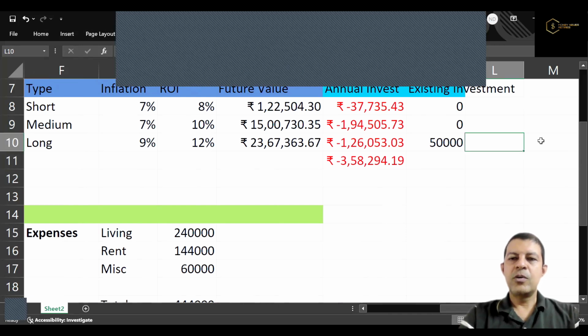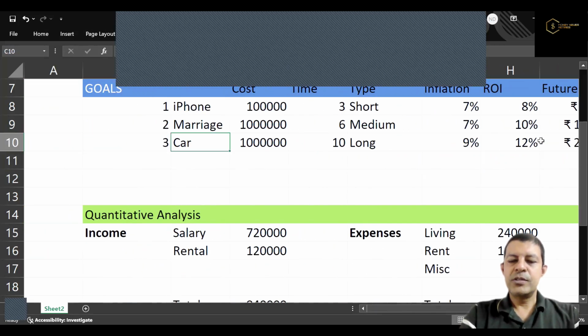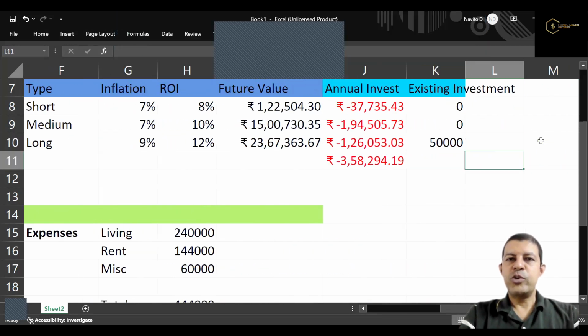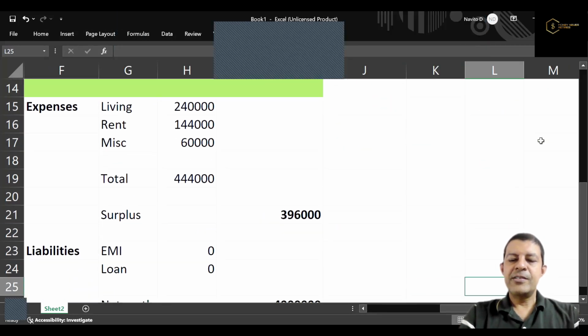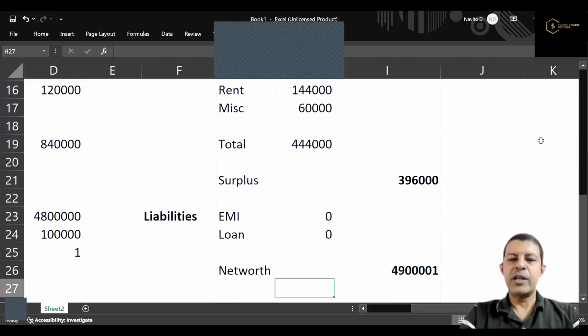So this is how goal-based planning would look. We have all his goals. This is how annually Ramesh needs to invest. And this is what his expenses, surpluses and net worth look like.